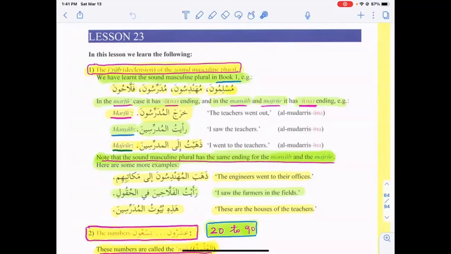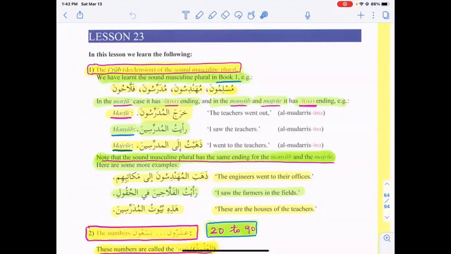ذهب المهندسون إلى مكاتبهم. The engineers went to their offices. ذهب is the verb, المهندسون is the subject. Is it marfu? Yes, waw, una. And then رأيت, I saw. What did you see? Farmers. Where did you see farmers? In the fields. I saw the farmers in the fields. Fine. So when you say I saw, we need maf'ulun bihi. Fallahina, that is mansub, ina.